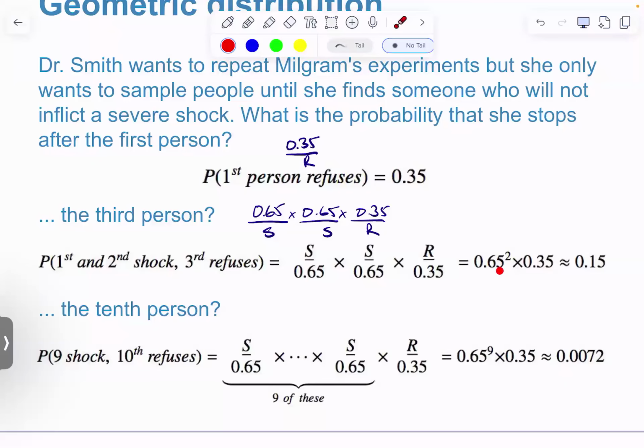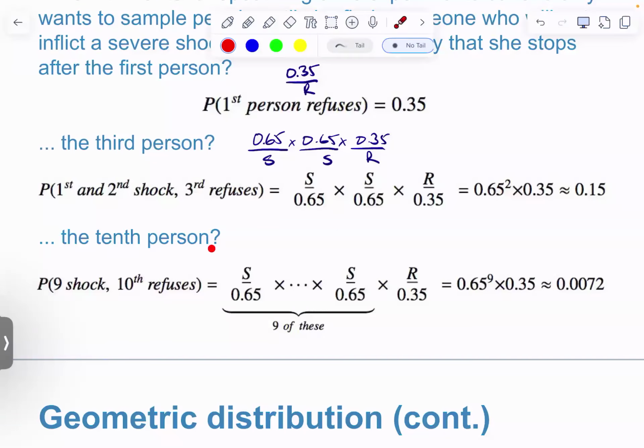So you have the probability of a failure, shocking the learner, to the power of 2 times the probability of a refusal, 0.35, because you always have to end on the refusal. You can do the same thing for the 10th person, but I don't want to draw out all those 10 slots. It would be shock 9 times, followed by a refusal, right? 0.65, the probability of a shock, for the first 9 people, followed by a refusal. And we can calculate those probabilities. They get smaller and smaller, right?